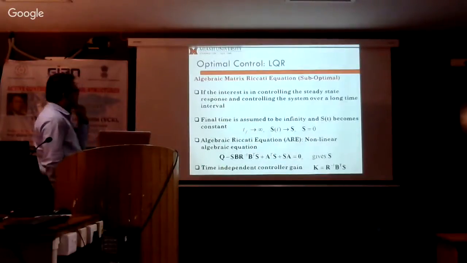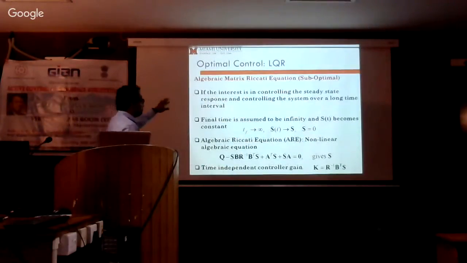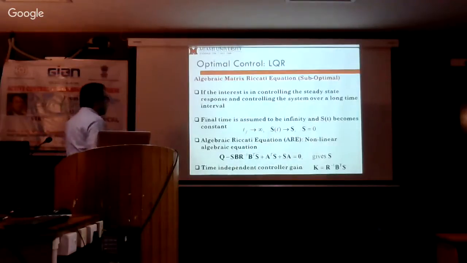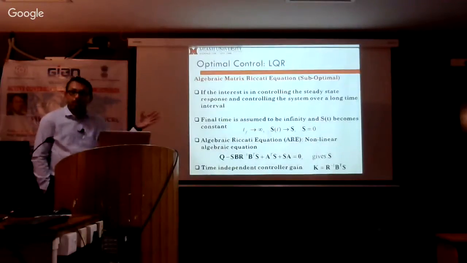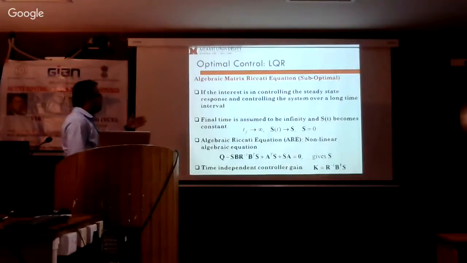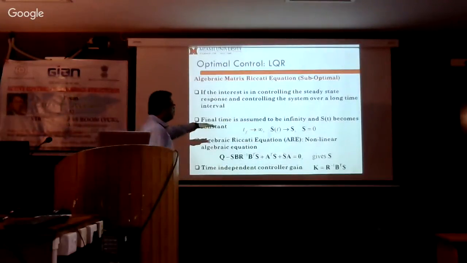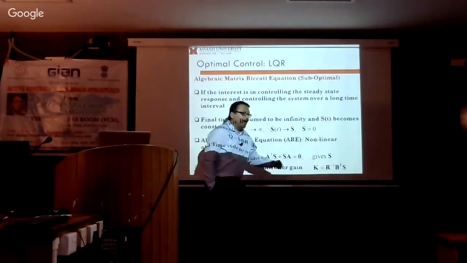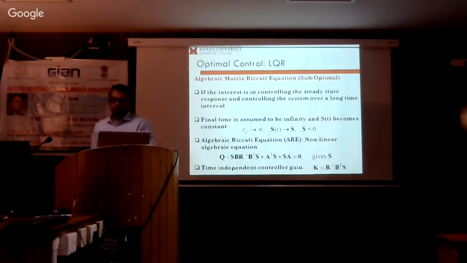In most engineering problems, we are interested in solving problems that are time independent. Physically, what it means is that we are interested in controlling the steady-state response and controlling the system over a long period of time. So we have the flexibility to solve an equivalent suboptimal problem, and we can choose this S matrix to be time independent, and that will lead to the solution of an algebraic Riccati equation. Solve this equation, it gives you S, and then we can calculate the control gain.